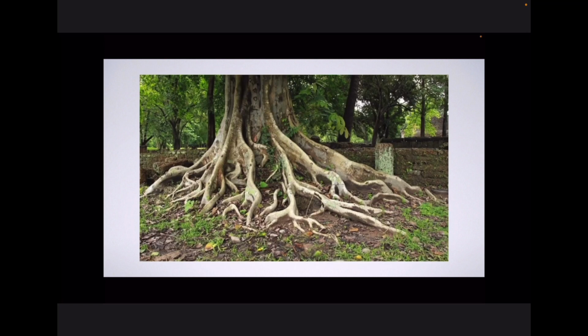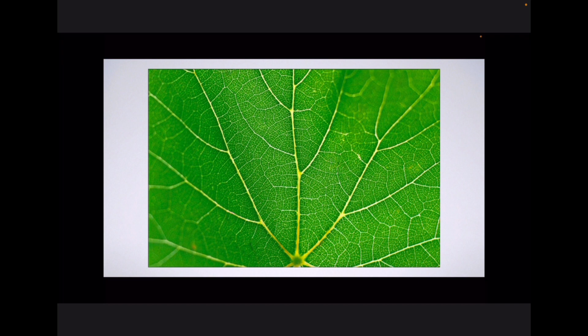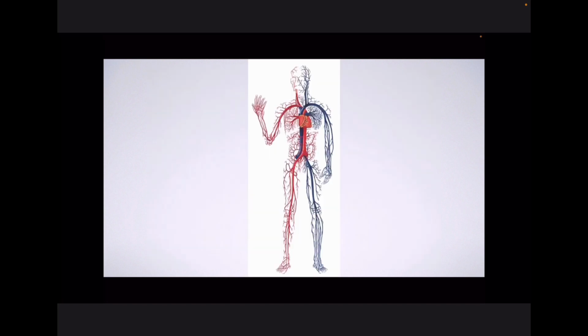These are the roots of a giant tree. The top of a giant tree. Isn't it interesting how the structure is the same on the top and the bottom? Are you noticing what they have in common? These are the veins in a leaf. This is your circulatory system.